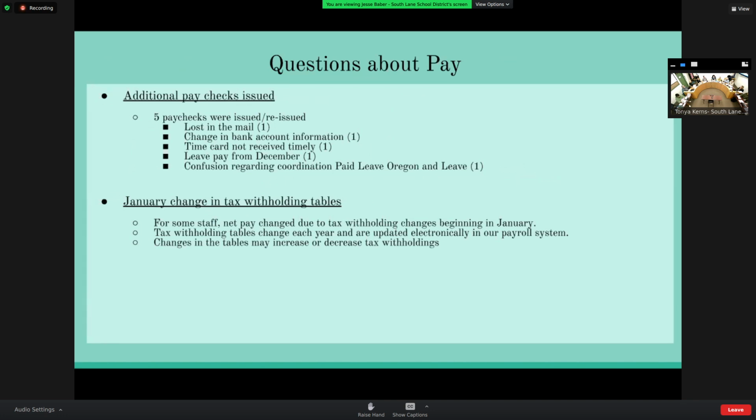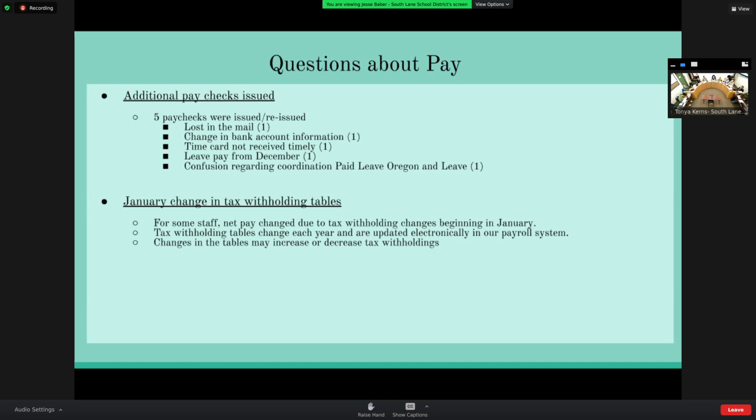So the questions about pay: for February, we had 5 paychecks that were issued or reissued. One check was lost in the mail, not received by the person. They received a paper check and they didn't receive the check. We voided that check and reissued them a new check. There was one check that was sent by direct deposit where the person had canceled or closed their account and didn't notify us in time to make the change. The bank sent us that direct deposit back and we reissued this person a new check.